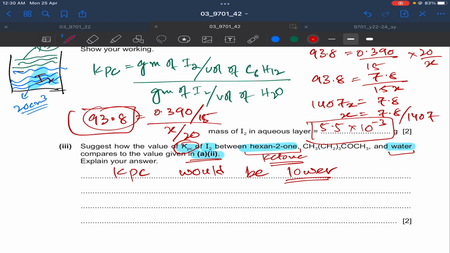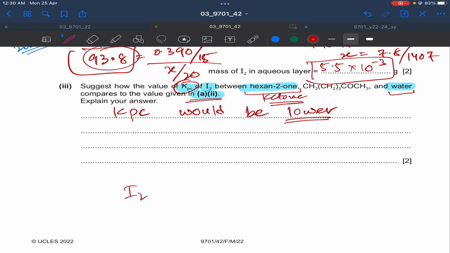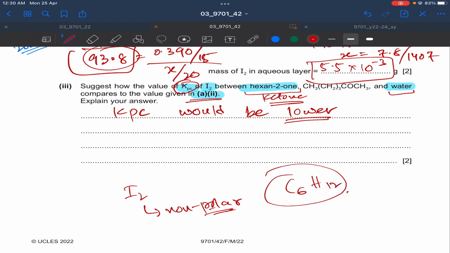The reason for that is that iodine is a non-polar molecule, and cyclohexane, C6H12, is an alkane, which is also non-polar. In chemistry, we know that like dissolves like, so a non-polar solute would be much more soluble in a non-polar solvent as compared to a polar solvent. So cyclohexane is a non-polar solvent, while hexane 2-one, on the other hand, is a polar solvent.